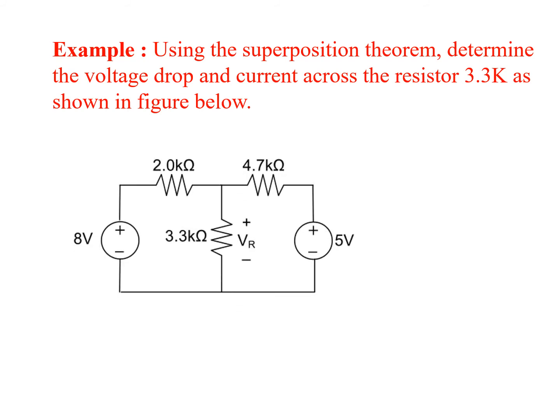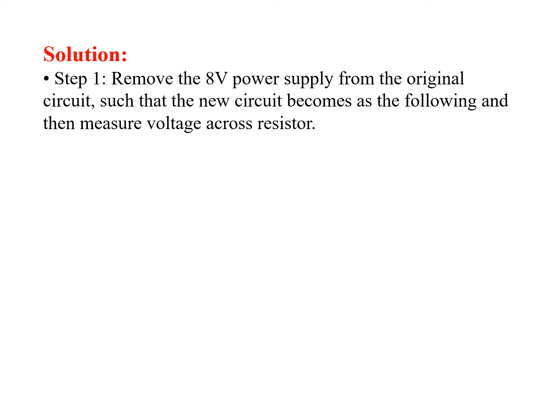So you can see that here we have two voltage sources. One is of 8 volt, another is of 5 volt, and we have three resistances, 2k, 4.7k and 3.3k. And the aim here is to find out the voltage drop across this resistance, which is 3.3k. So according to the superposition theorem, the first step is that we have to activate one source and deactivate the other source.